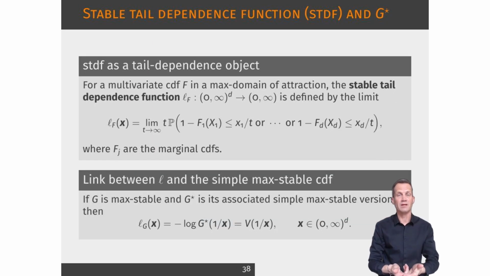The stable tail dependence function is another central object for multivariate extremes. It is defined as a limiting probability of at least one marginal variable entering a very high tail region after marginal standardization. In words, it measures the asymptotic size of a union of marginal tail events. The second part of the slide explains its link with the simple max-stable distribution. Once the margins are standardized, the stable tail dependence function and the exponent function contain the same information. This makes it particularly useful in statistical modeling because it directly targets the joint tail of the distribution.